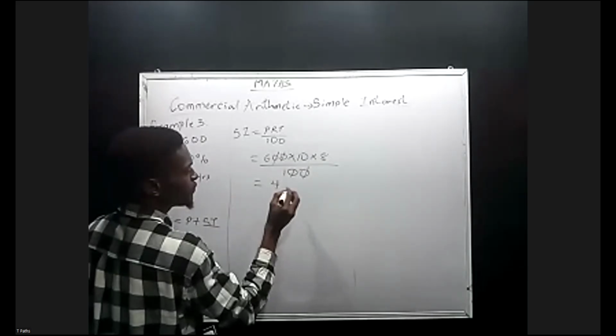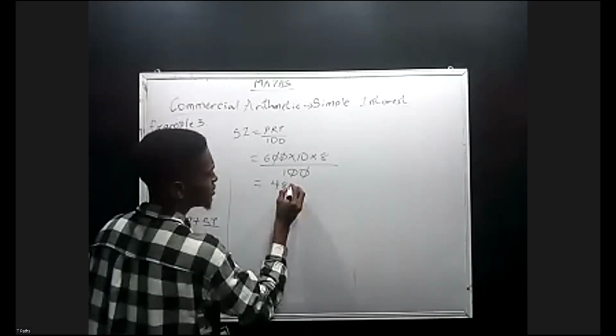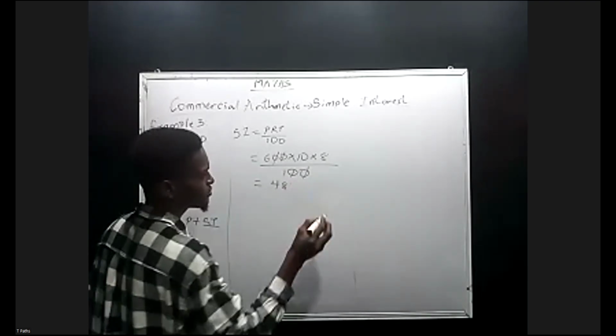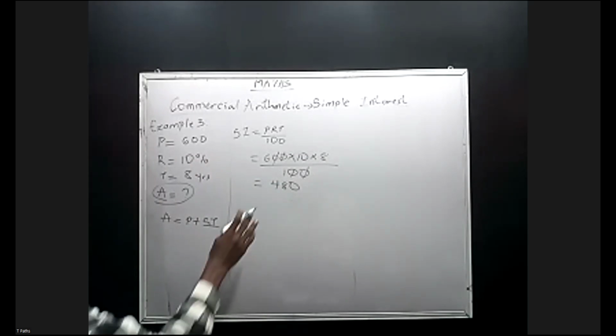So that should be about 4,800. 4,000. 480. Told me 480. All right, so let's move on now.